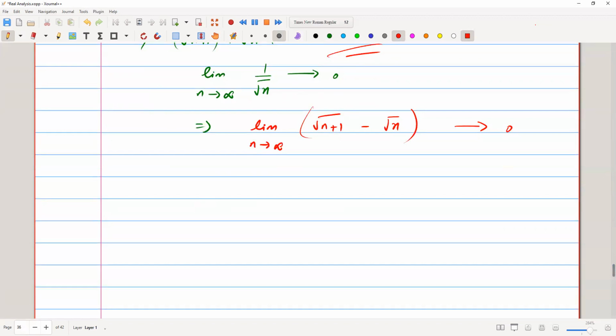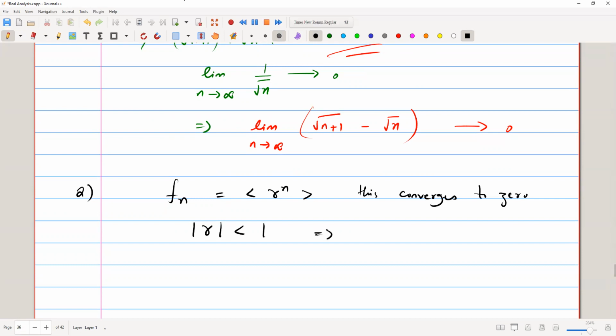Okay, so moving on in a similar manner, if we take more examples, say we have a sequence fn equals r to the power n. It's a representation of a sequence. We have to show that it converges to 0 if the absolute value of r is less than 1, which implies that r is bounded between negative 1 and 1. So if r is bounded between negative 1 and 1, this thing holds and the sequence converges. All right, now we need to prove this.